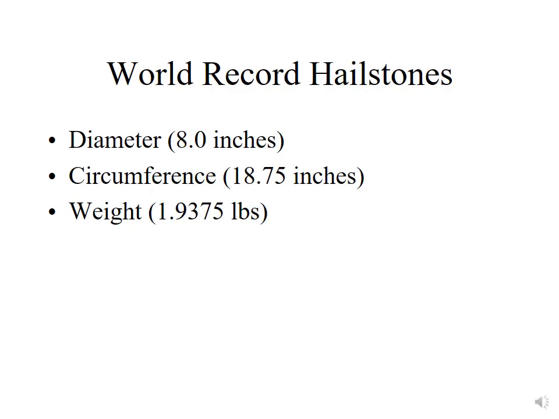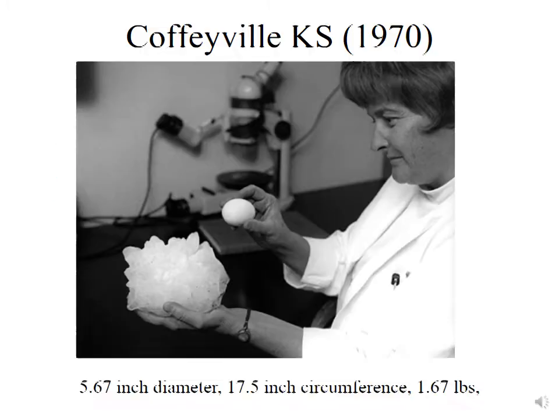So let's just take a look at the world record hailstones. No single hailstone holds all the records. We do have record hailstones for diameter, for circumference, and for weight. So let's take a look at these hailstones. The world record diameter for hailstones is 8 inches. The circumference is almost 19 inches, and the weight is almost 2 pounds.